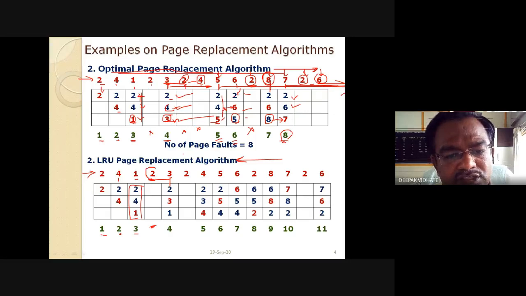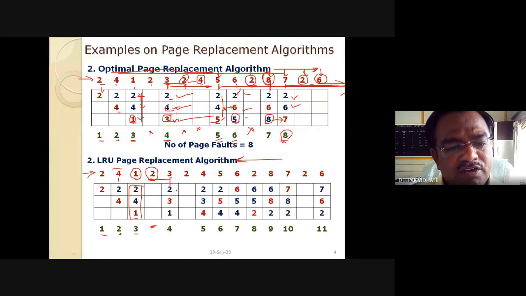So 2 is just used here. 2 is nearer to 3, so that's why 2 is not going to be replaced. Then 1 is near to 3 as compared to 4, and 4 is here. So you will find 2, 1, 4 here. 4 is the longest distance from number 3 as compared with 2 and 1. 4 is at much more distance as compared to number 1 and 2. That's why you are going to replace 4 by 3.